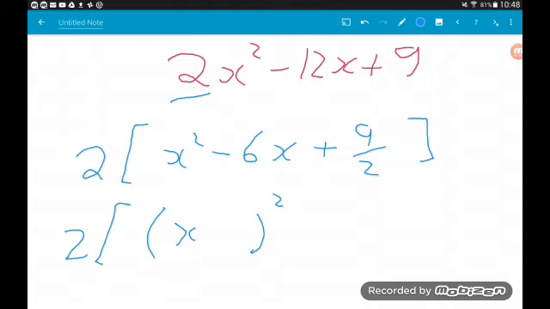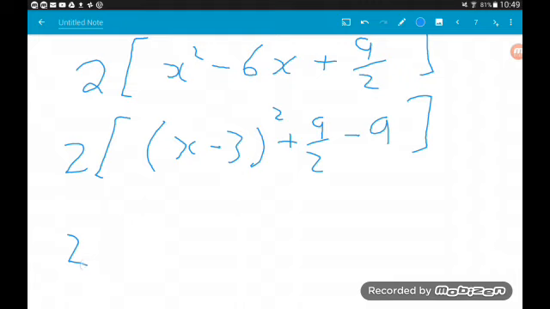So half of minus 6 is minus 3. So we got plus 9 halves on the outside, but we then need to take away 3 squared. Now 3 squared is 9, so we're minusing 9 on the outside, like that. So we've got 2 lots of x minus 3 squared. Now 9 halves minus 9. Now 9 wholes is 18 halves. So we've got 9 halves minus 18 halves, which is going to give us minus 9 halves.